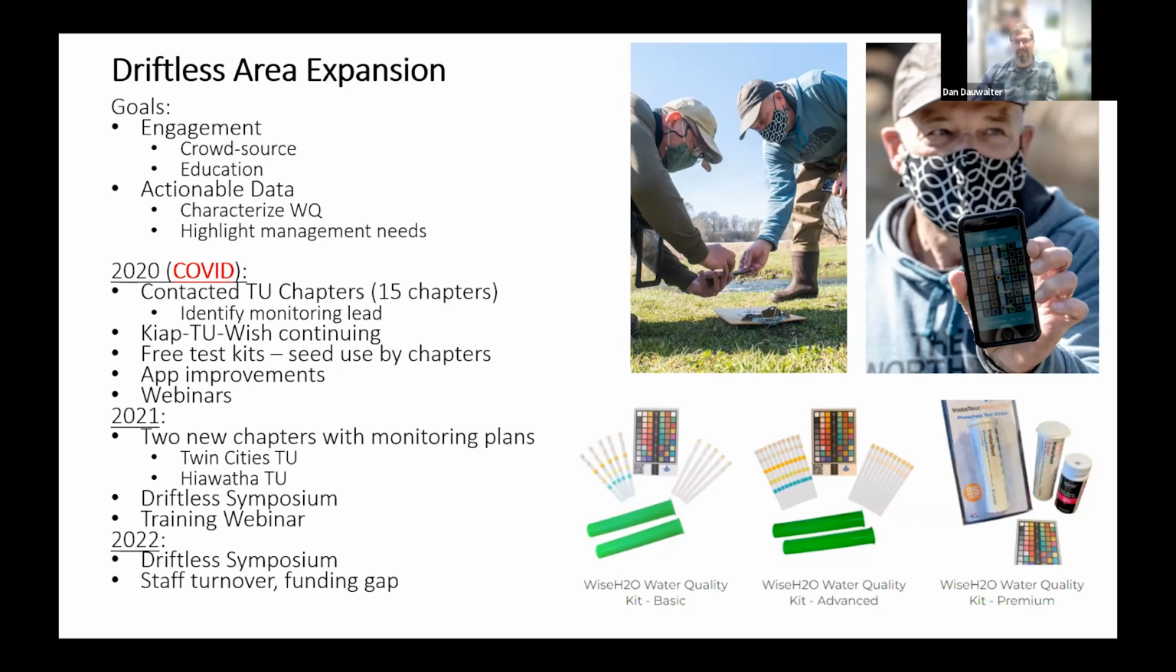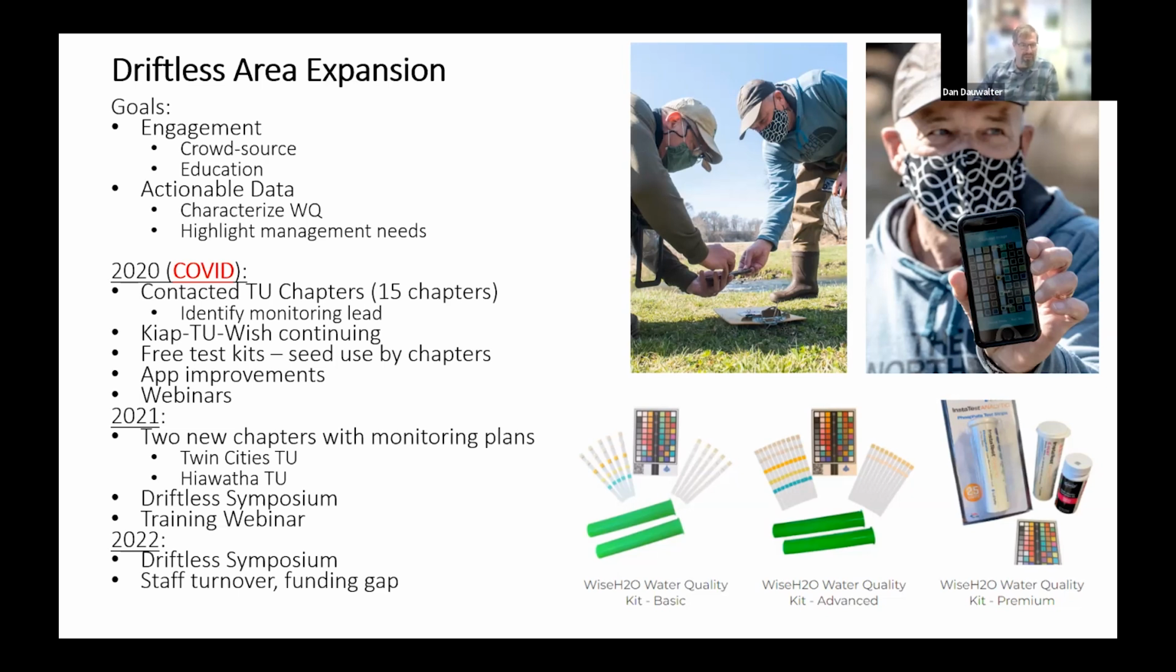We contacted the 12 chapters within the Driftless area, but also 3 others in the Chicago area that like to come up to the Driftless to fish. We seeded those chapters with free test kits, made some app improvements, and communicated this program through webinars, the Driftless Symposium, and a workshop that was a couple weeks pre-COVID. We did this regional rollout, which continued in 2021.